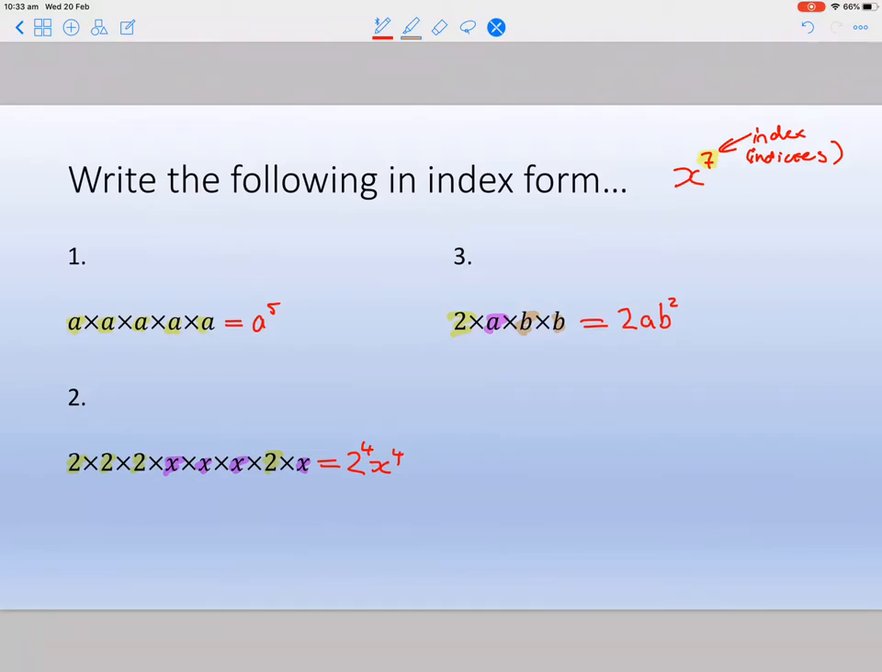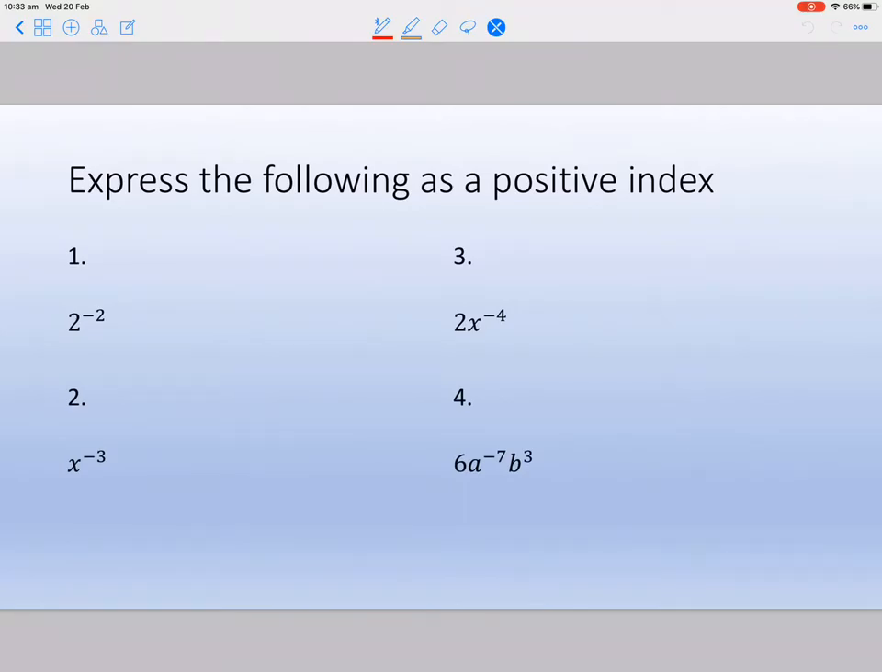Alright, I'm going to give you another 3 examples of something different. Actually, it's 4 examples. We're going to express the following with a positive index. Now, if you look at all these questions, they've all got negatives as the indices. So we're going to change it to make them positive. And it's just one little step. We just need to use fractions. So I'll show you how we do the first one.